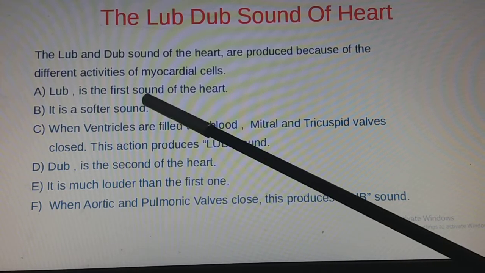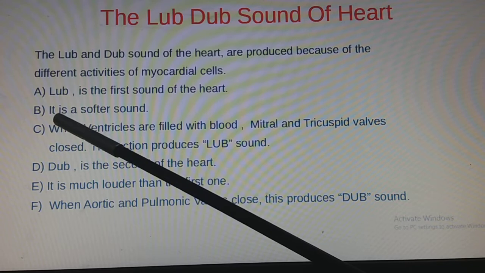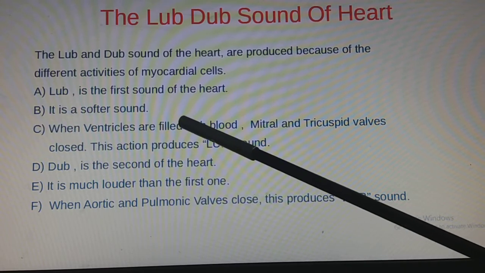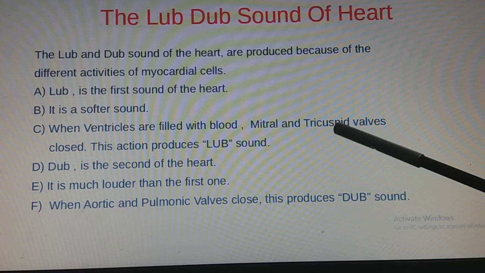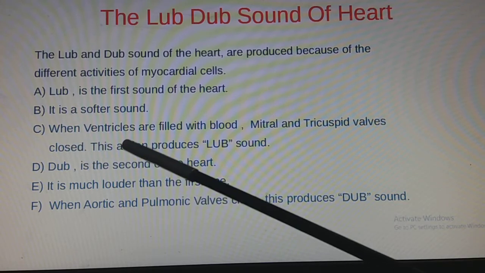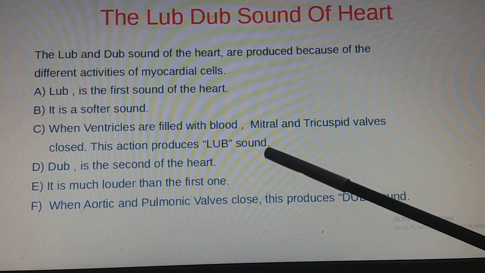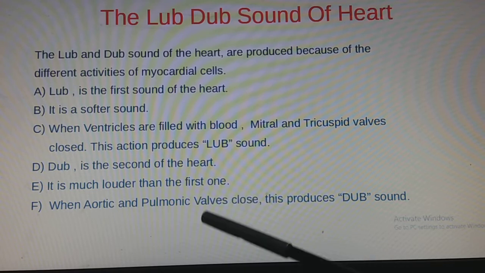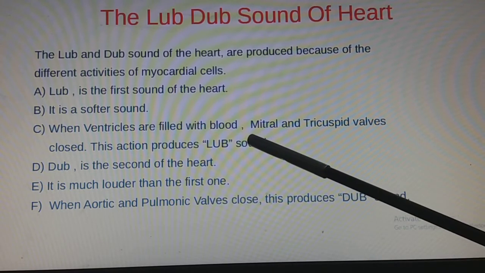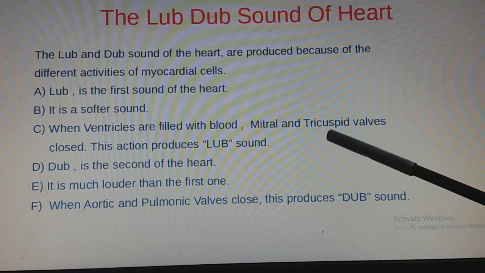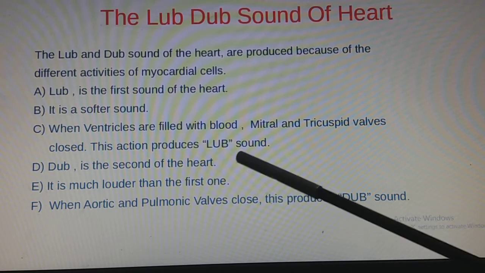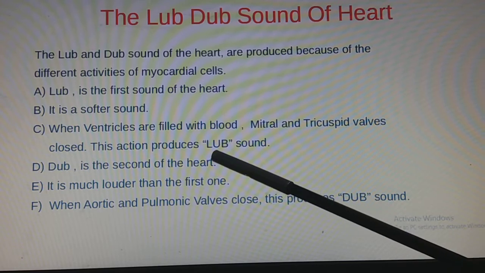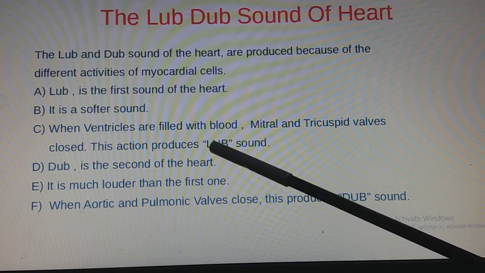Lub is the first sound of the heart. It is a softer sound. It is produced when the ventricles are filled with blood and the mitral and tricuspid valves close. This action produces the lub sound. You all know when the atria contract and push the whole blood into the ventricle, both valves close. Now where are the mitral and tricuspid valves? You can see by going back into the video. When these valves close, it produces the lub sound.